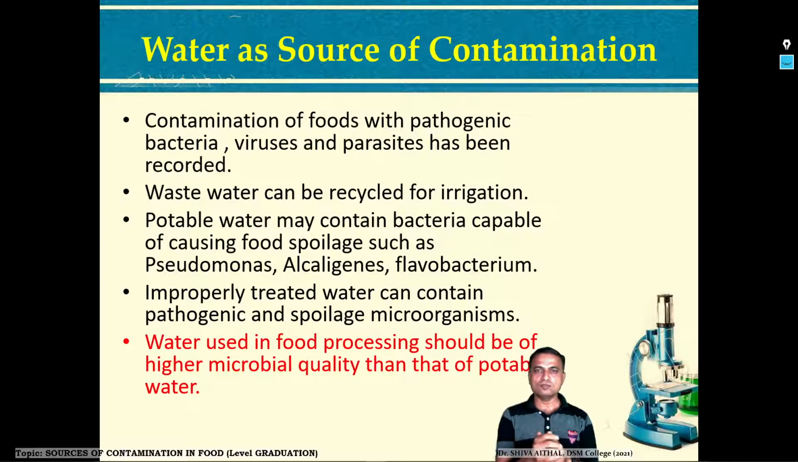Contamination of foods with pathogenic bacteria, viruses, parasites has been recorded time and again. Wastewater is recycled and used for irrigation, so that recycled water can become a source of contamination if it is not treated properly, if it is not chlorinated, etc. Potable water which we use from good sources, let us say groundwater or canals, can also contain bacteria capable of causing food spoilage.